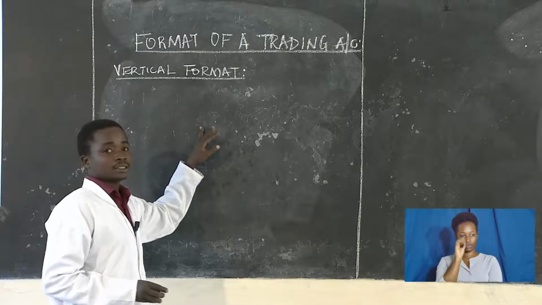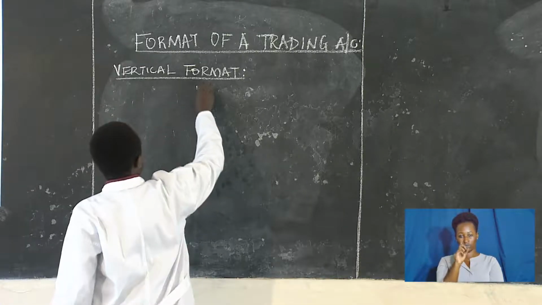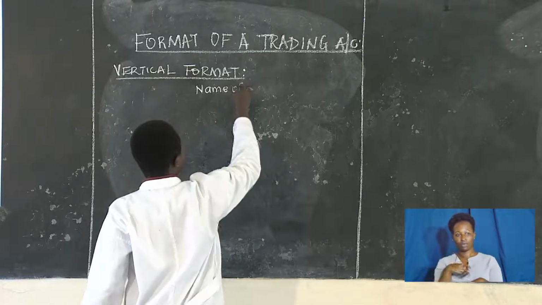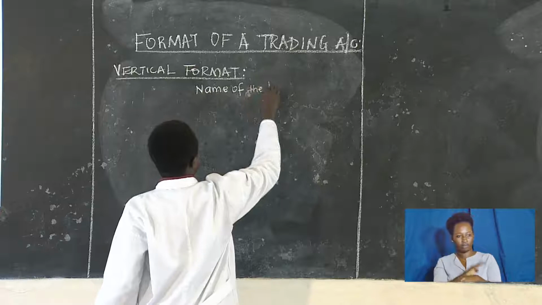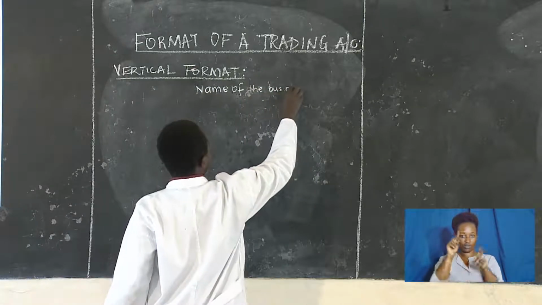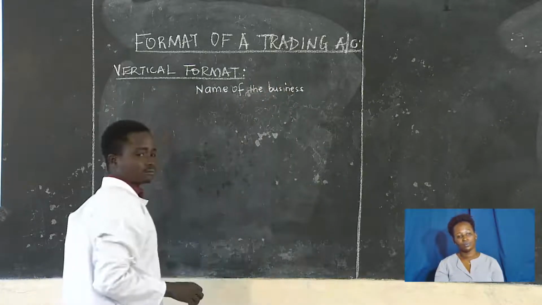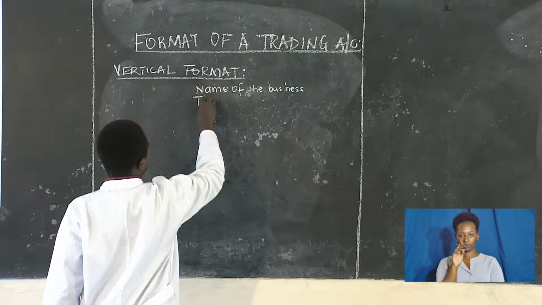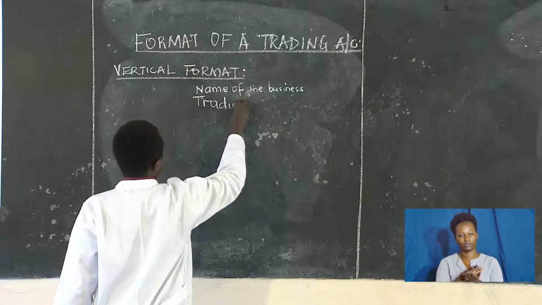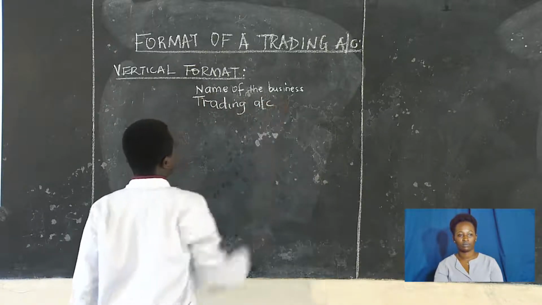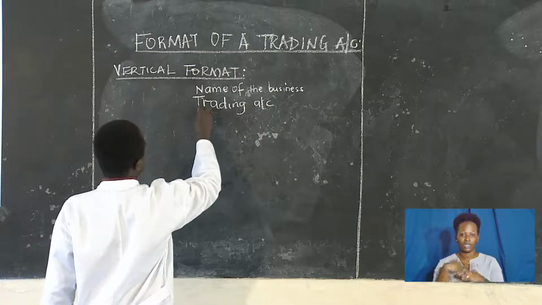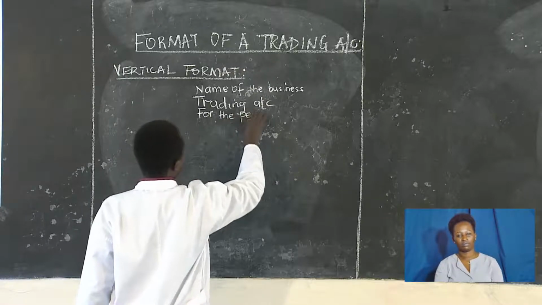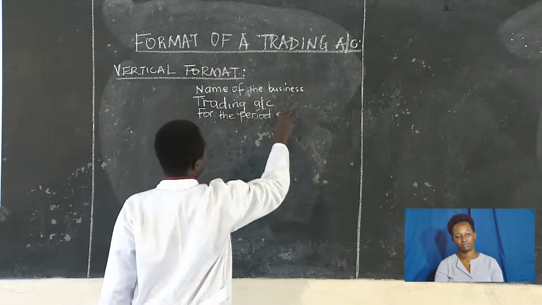So we shall look at the format. One, we have to have the name of the business. That is the title. The name of the business. Then trading account. Then for the period ended.